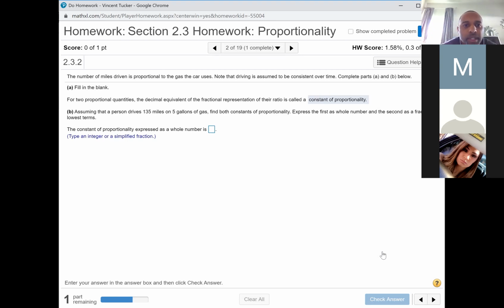All right, assuming that a person drives 135 miles on 5 gallons of gas, find both constants of proportionality. Express the first as a whole number, the second as a fraction in lowest terms.